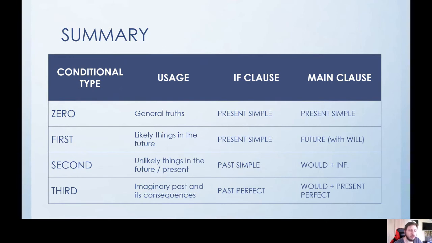And then third conditional, we're talking about imaginary past and its consequences. So we're talking about something in the past, niečo v minulosti, ano?